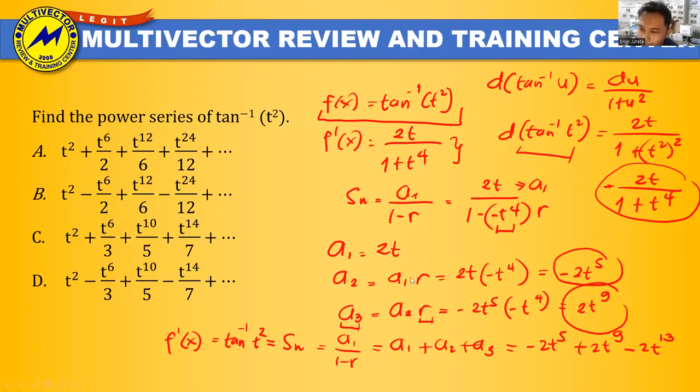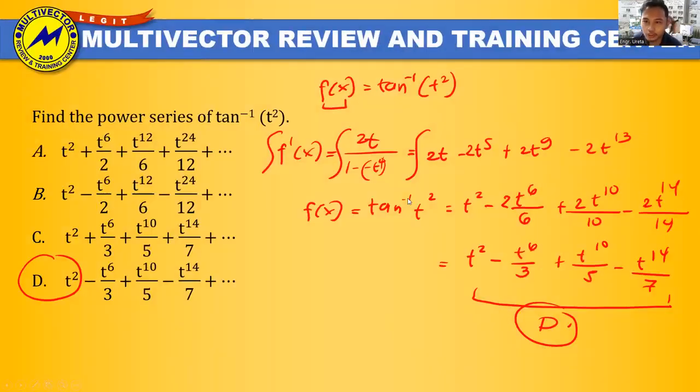So pipili lang tayo ng certain number of terms, then i-observe natin yung characteristic. So the infinite geometric progression is equal to a1 plus a2 plus a3, kung ilan man yan, which is just equals to 2t minus 2t raised to 5 plus 2t raised to 9 minus 2t raised to 13.